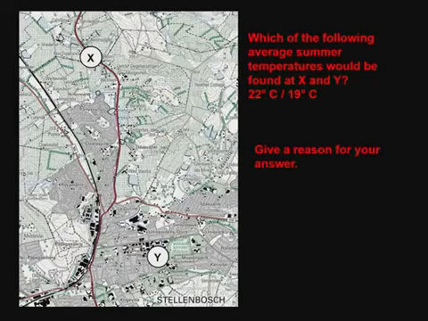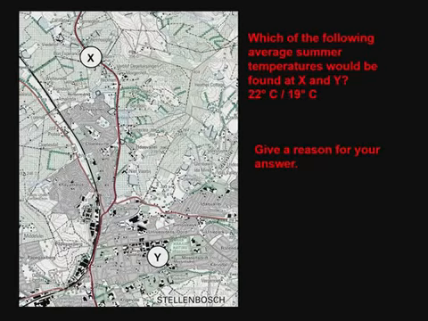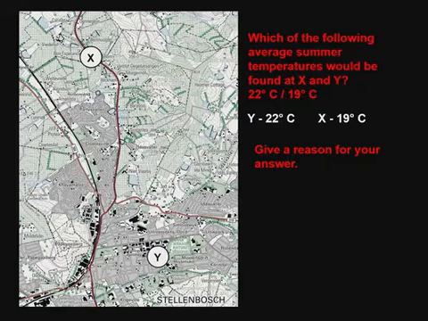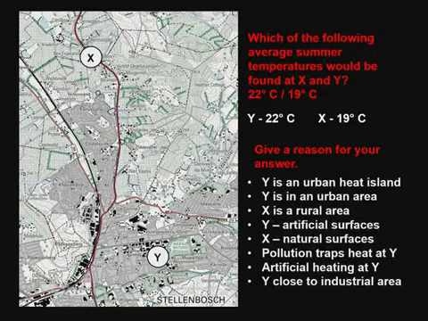So, the question here deals with one very important thing. Why are urban areas warmer than rural areas? That is the crux of this question. Right. So, let's have a look at what should be our answer. Right. Y should be 22 degrees and X should be 19 degrees. Right. As I've said, the urban areas are warmer than the rural areas. What are the reasons? There we've got it.